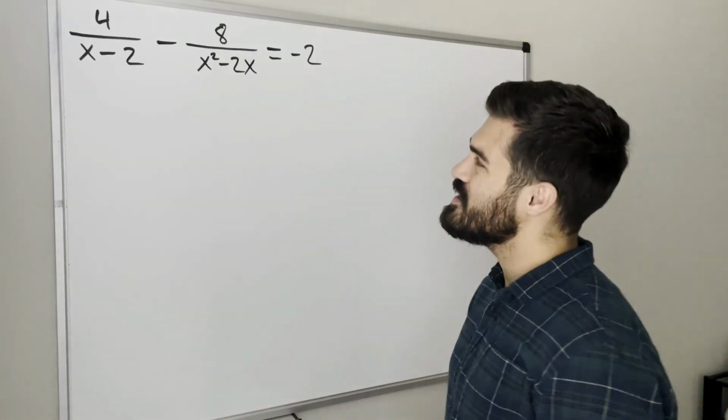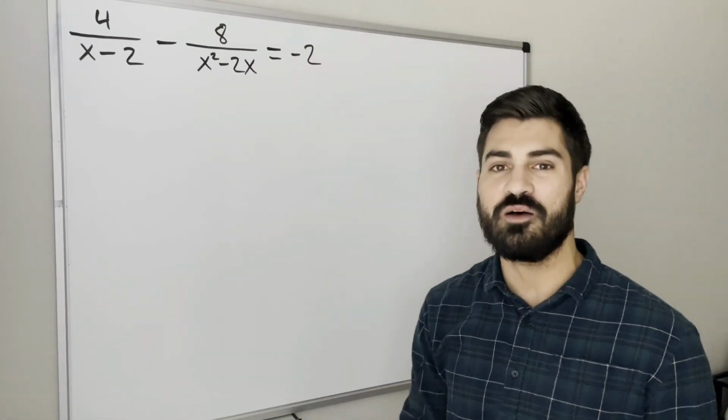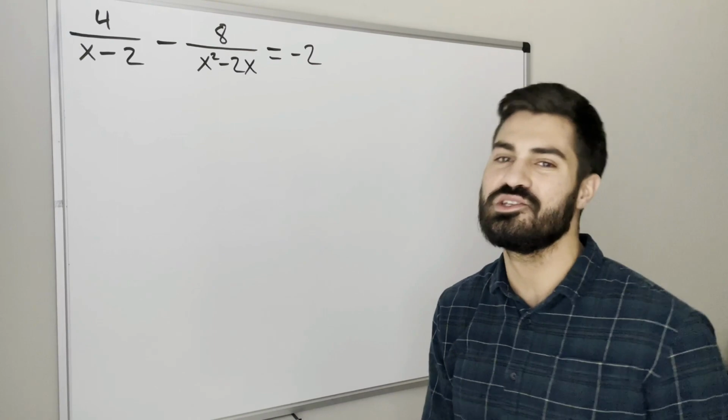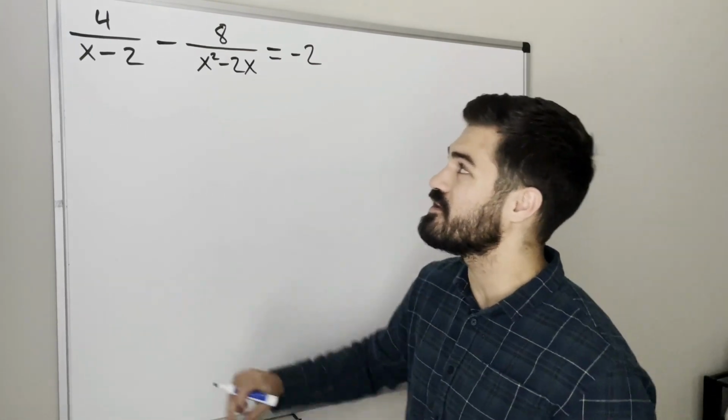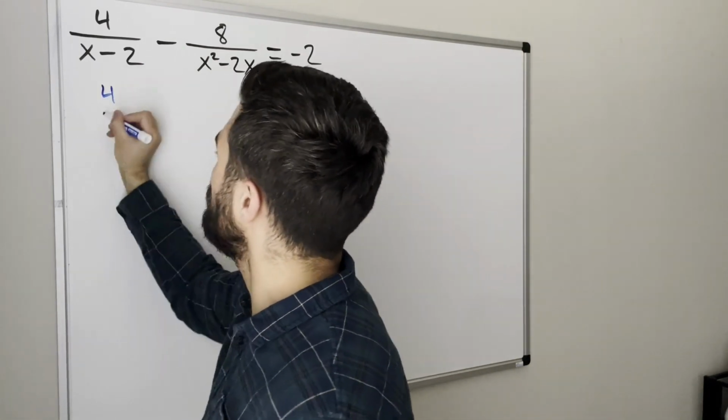All right, so here's another example. The first thing we're going to do is always rewrite this equation so that all the denominators are fully factored. That way we can easily find the least common denominator. So 4 over x minus 2. x minus 2 can't be factored.